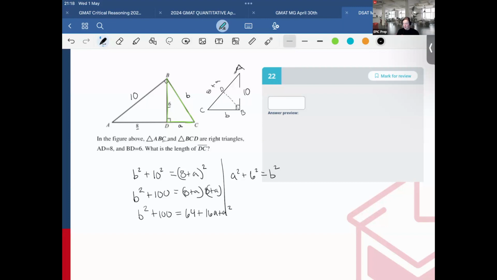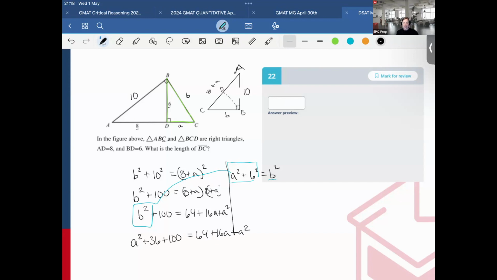And then, let me just make that a little bit nicer. Okay, A squared. And then I have a system of equations, so I can do substitution. I know from here that my B squared is equal to A squared plus 6 squared. So I can also go ahead and substitute that in here. And then that would give me A squared plus 36 plus 100 equals 64 plus 16A plus A squared.